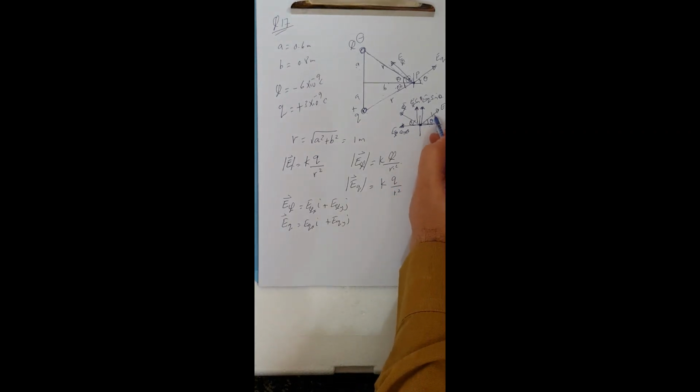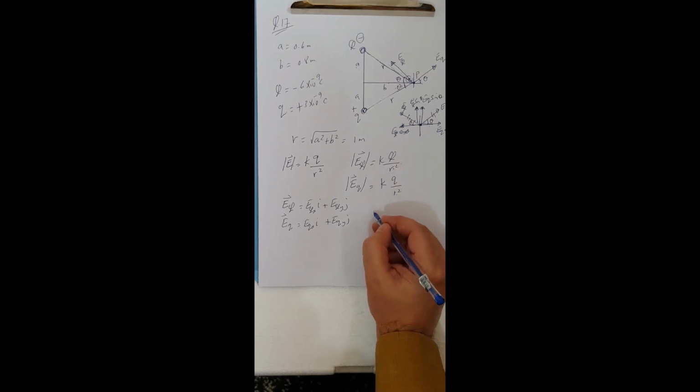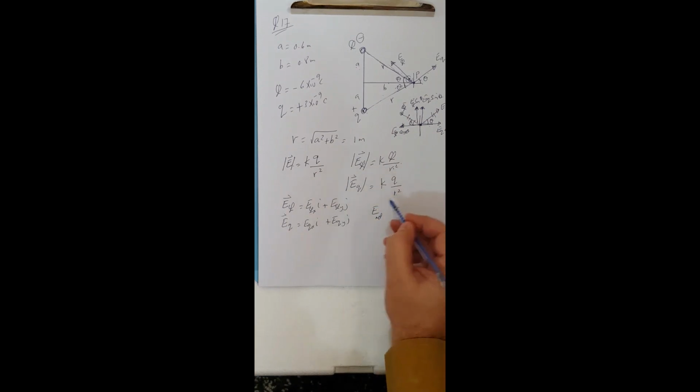So now I don't need the original vectors. You can see now I have two components on the x-axis, and they are opposite. So if I want to find E net, the magnitude of the total vector, I have to know E net on x, which is the i, plus E net on y, which is the j. So we need E net x and E net y.